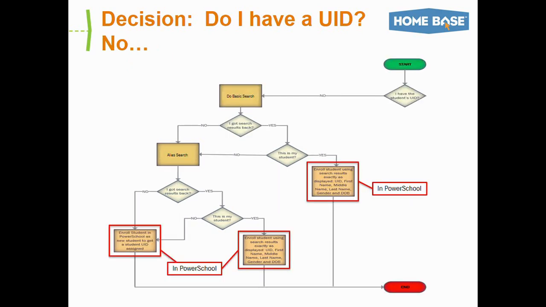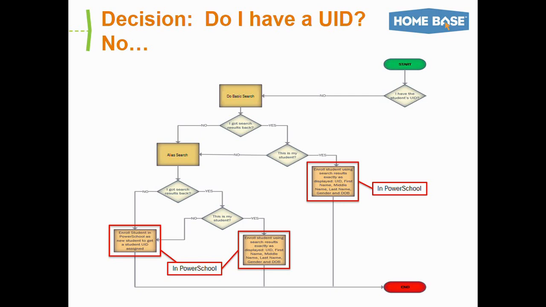So what happens if you're doing a student search without the UID? In this case, you're going to want to start with the basic search. Enter in the first name and last name at a minimum, hit search, and see what results come back. If you do get results, consider whether or not any of the students listed are the ones that you're looking for. If you're enrolling a student in PowerSchool and you do find the search results in UID that you're looking for, use that same student information in the PowerSchool enrollment screen to trigger an exact match in the data submission process.